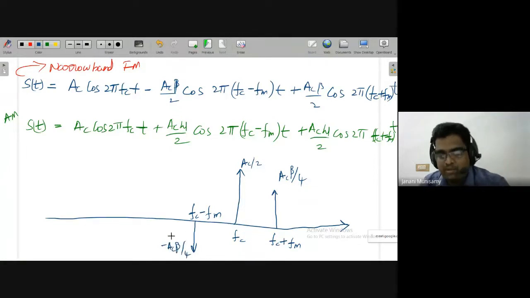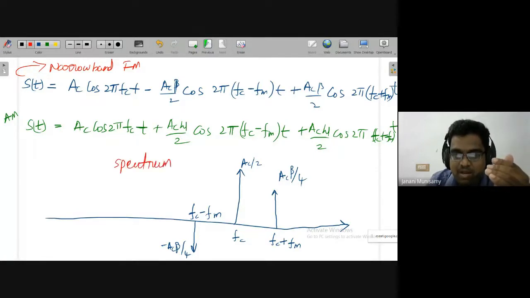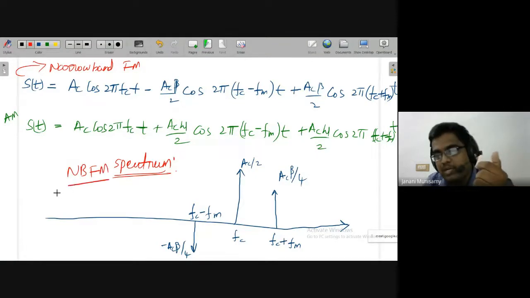That is the only difference. Only the lower spectrum will have the sign change as compared to the AM spectrum. That is the only difference between the AM spectrum and the narrowband FM (NBFM) spectrum.